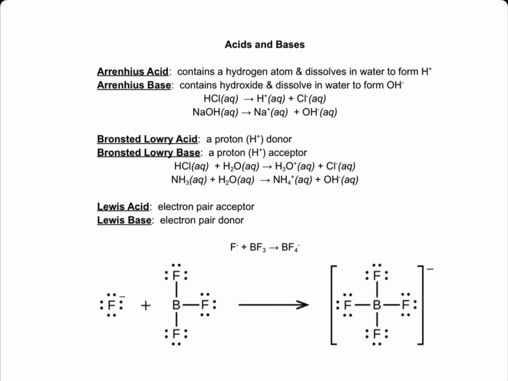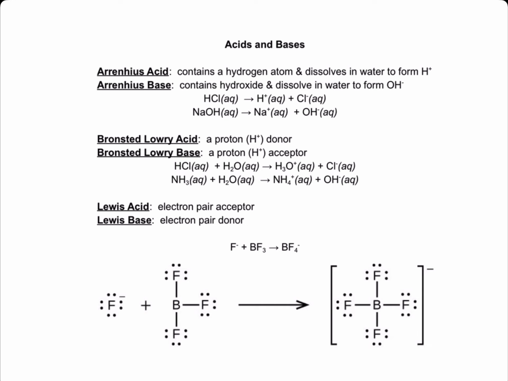An Arrhenius acid contains a hydrogen atom and dissolves in water to form H+. An Arrhenius base contains hydroxide and dissolves in water to form OH-. HCl yields H+ plus Cl-. HCl contains hydrogen and when it's dissolved in water forms H+. NaOH yields Na+ plus OH-. NaOH contains hydroxide and when it's dissolved in water forms OH-. So Arrhenius acids and bases deal with H+ and OH-.